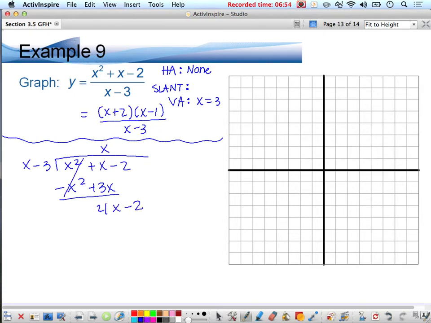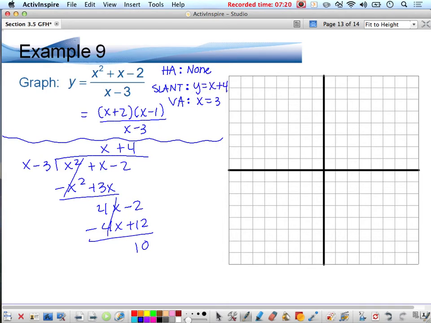And you do it again to find the b. We know the mx, it's just 1x, right? Now we need b. What can I multiply 1x by to make it equal 4x? Positive 4. So positive 4x minus 12. Draw a line, change your signs. And that gives us a remainder of 10. But I ignore that, correct? So my slant asymptote is y equals 1x plus 4.